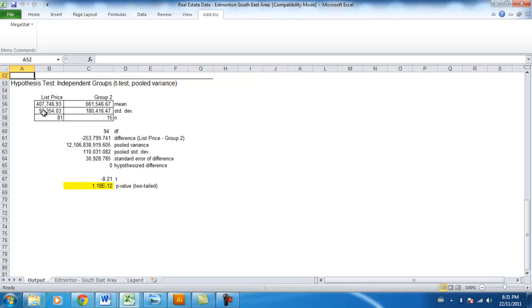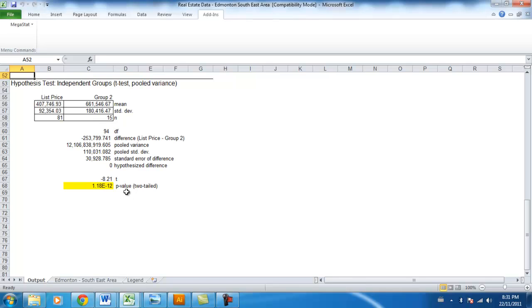second group, the standard deviation for the first group and the second group, and the 81 and 15, that's just the number of samples within that group. The degrees of freedom is 94. Now the degrees of freedom is calculated by adding the first sample to the second sample and subtracting the number of samples groups that you've used. So 81 plus 15 minus 2, because we use two different sample groups, gives us 94.